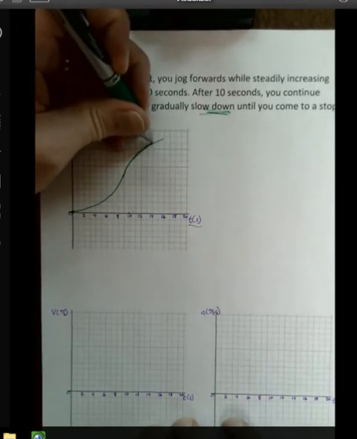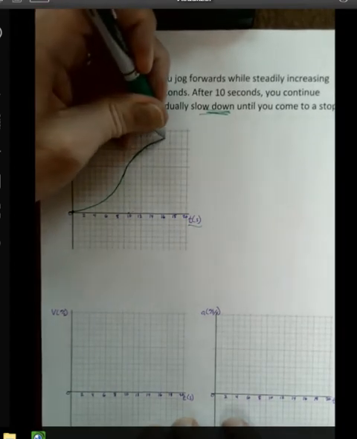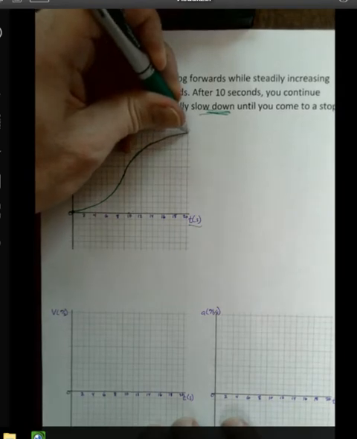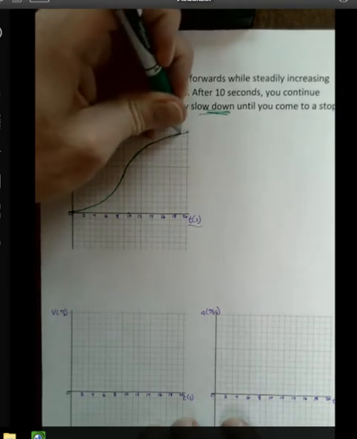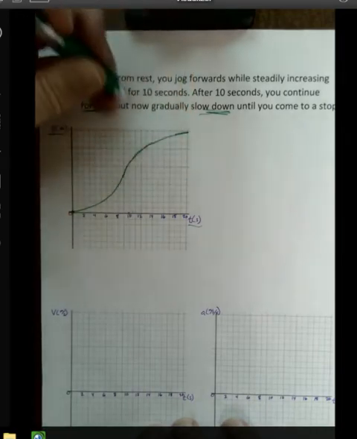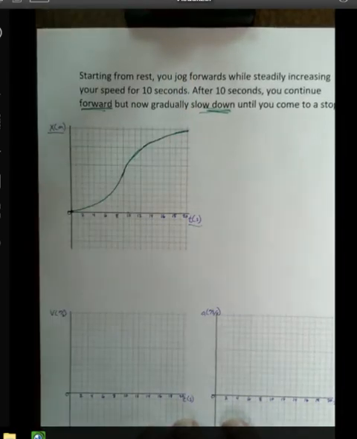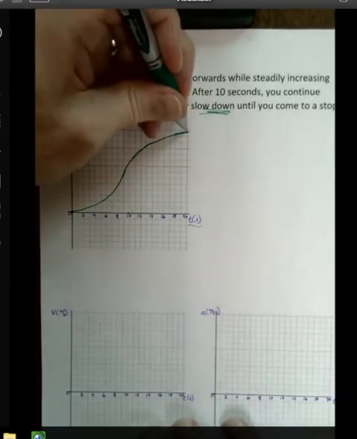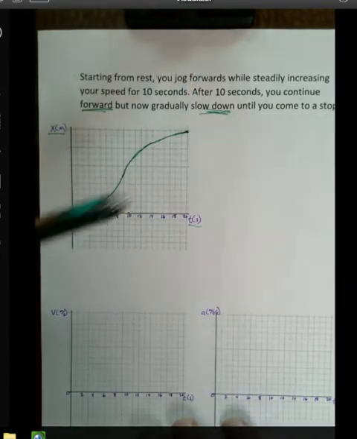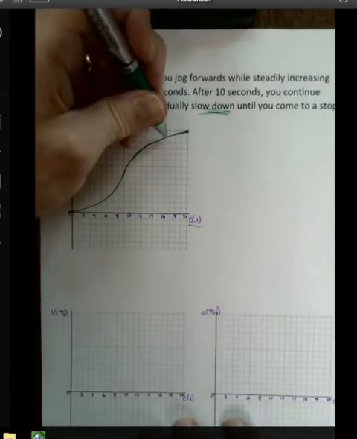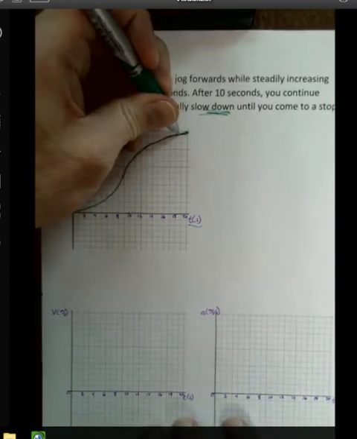Now, what's the slope of my graph when I have come to a stop? That would be where I have zero slope. So if I do this perfectly, then by the time I get to 20 seconds, my graph is exactly horizontal. And I didn't do it quite perfectly. There was still a little bit of a slope there. So maybe there I'll flatten that out a little bit.